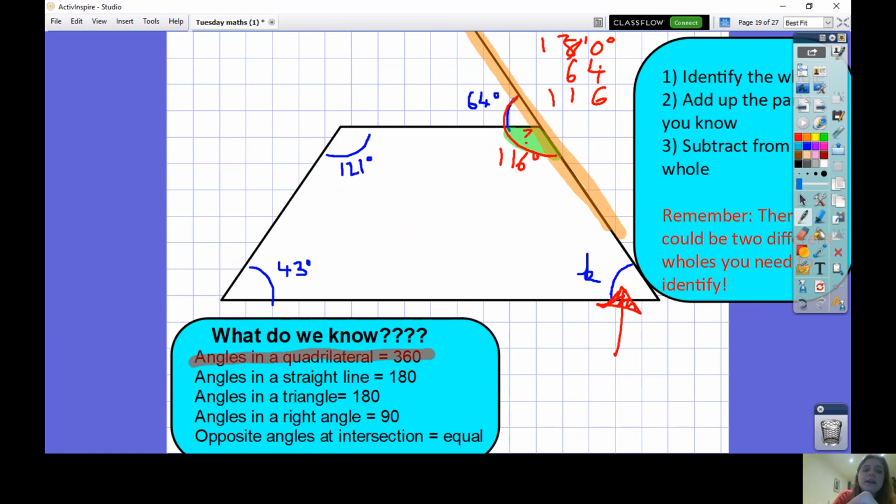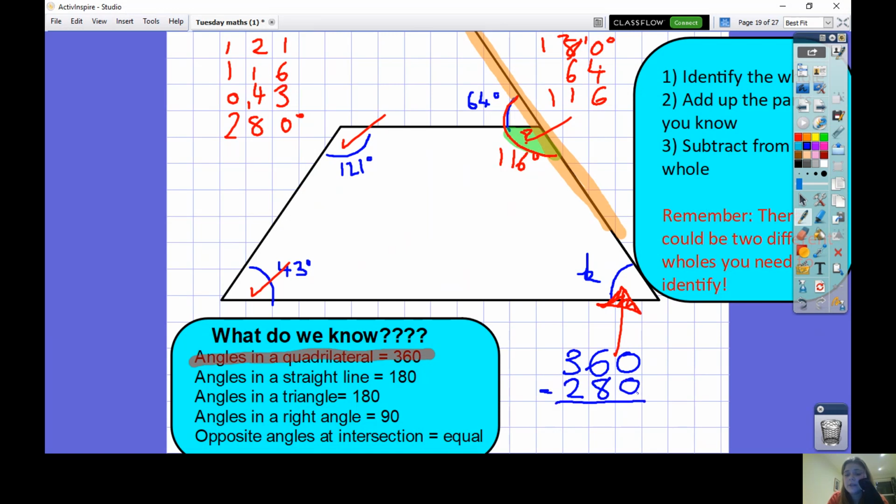So I'm going to add up all of my interior angles, 121, add 116, add 43. Okay, 1 add 6 add 3 is 10, 2 add 3 is 7, add 4, sorry, 2 add 1 is 3, add 4 is 7, add 1 is 8, and 1 add 1 is 2. 280 degrees will be this, this, and this. So to find my missing one, what is that final step I'm going to have to do? Can you remember? Well done. It's 360 degrees, take away 280. My final step is to use that fact, angles in a quadrilateral.